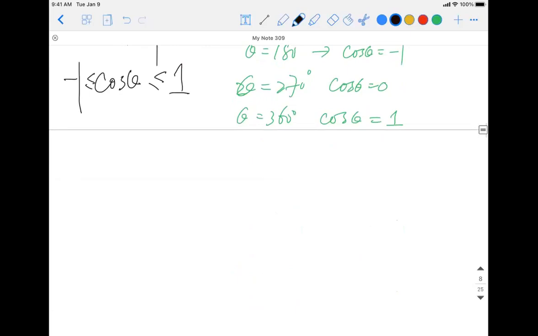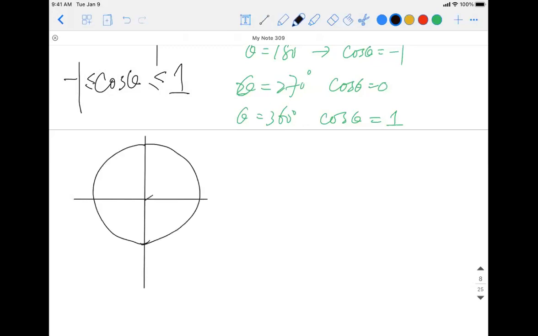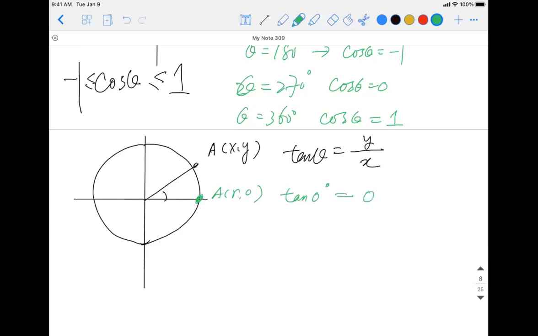And what about tangent theta? We're going to talk about everything one by one. Tangent theta, let's do exactly the same thing. Tangent theta, according to our definition, equals Y over X. Okay, let's check it out. Whenever your A is here, X equals R and Y equals zero. Is that right? So therefore tangent of 0 degrees will equal zero. Makes sense, right?